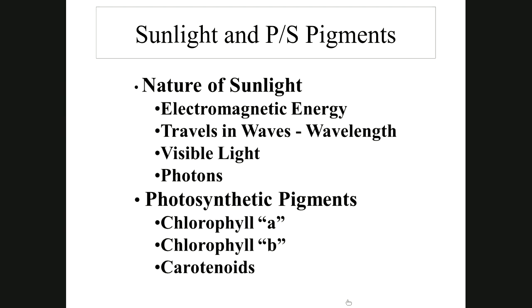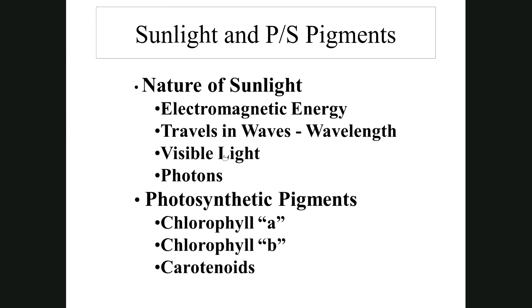Nature of sunlight. Well, sunlight is electromagnetic radiation. It's energy, electromagnetic radiation. And we can only visibly see part of the electromagnetic spectrum, so we'll get to that in just a minute. Electromagnetic energy does travel in waves, and we'll see the different forms of electromagnetic energy on the next slide. We can see the visible spectrum. We see visible light. This is only a small part of the electromagnetic spectrum.